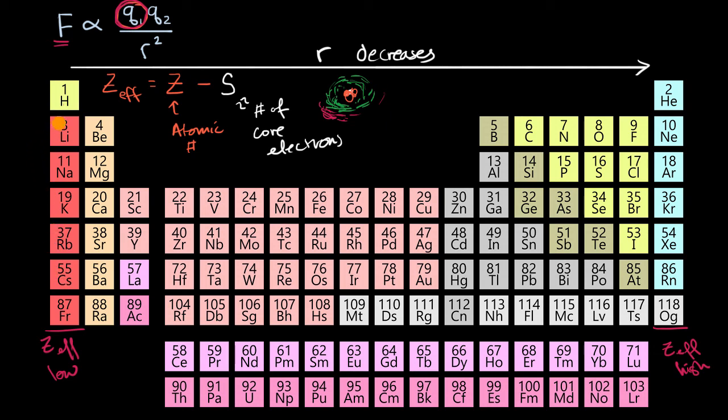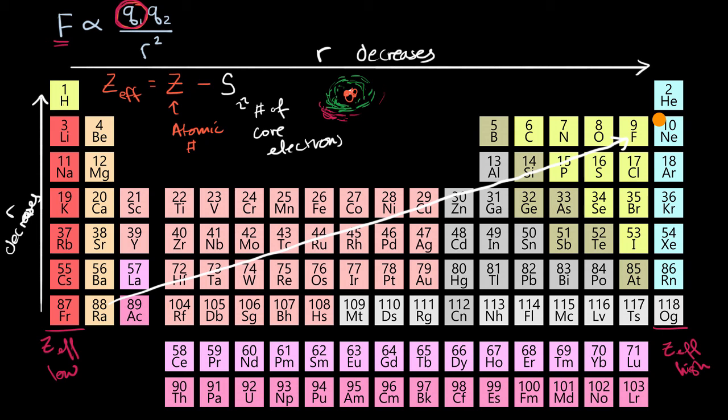And so you would expect radius to increase as you go down a column or as you go down a group, or you could say radius decreases as you go up a group. So overall, what's the trend in the periodic table of elements? Well, radius is going to decrease as you go up and to the right. And so you could draw an arrow something like this.